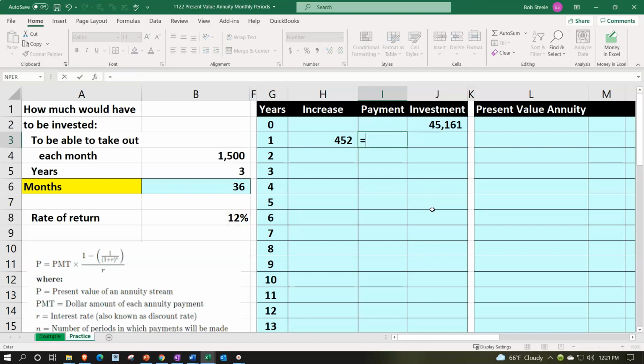So this is going to be equal to the payment. I'm going to say negative of the payment. That payment is also outside the table. Therefore, we want to make it absolute because we don't want it to move down when we copy down. So I'm going to press F4 on the keyboard, a dollar sign before the B and the 4.